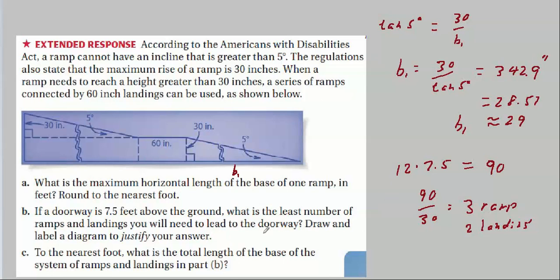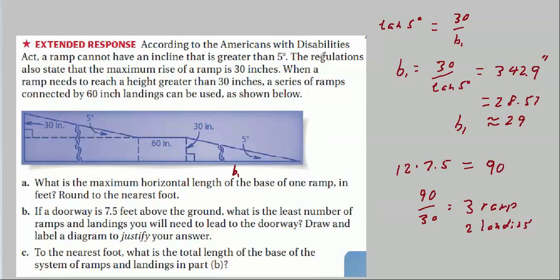Now, this last section here, part C, what is the total length of the base of the system of ramps? In other words, what they want to know is this whole thing. And they're referring to if we actually constructed a system of ramps for part B, where it's actually 7.5 feet over here, where there would be 3 of these and 2 of these. So it's really kind of simple. There's only one thing I would point out. We found that the length of this base is 29 feet, rounded off to the nearest foot. And it's going to be the same for each one. This is 29 feet.